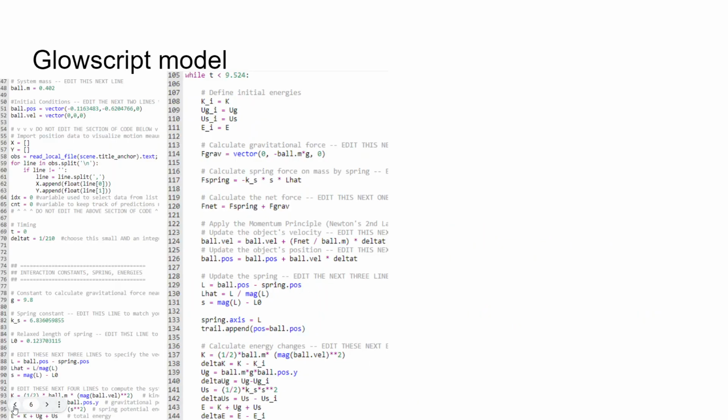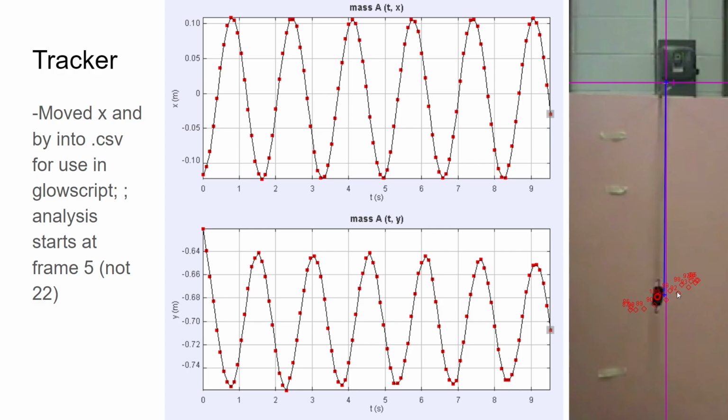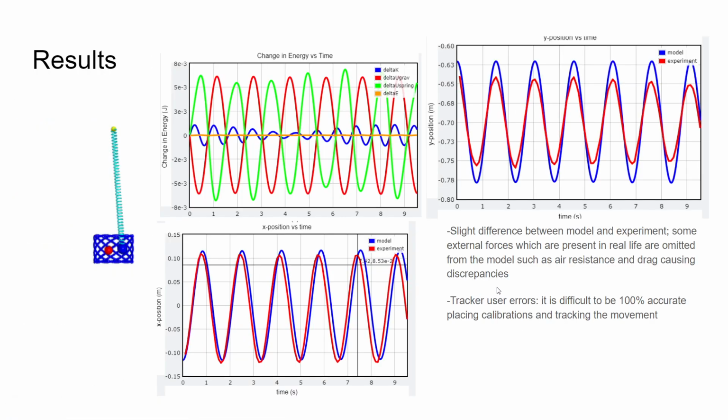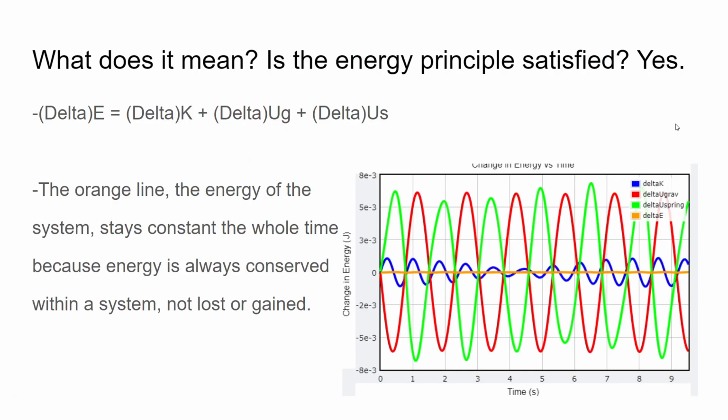It can be quite difficult to completely precisely place your little tracking nodes there, so that may cause slight discrepancies in your calibration and the tracking, but otherwise quite similar. Definitely a success. What does it mean? Is the energy principle satisfied? Yes. As you can see, the orange line in the middle is the energy of the system. It stays constant the whole time.